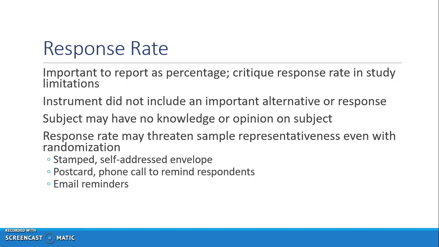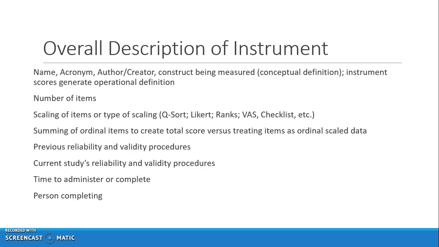Qualtrics or SurveyMonkey. Overall description is very important when you're writing about an instrument that's being developed. The full name, the acronym, the author and the creator, what the construct being measured is, the conceptual definition, and basically how the scores on the instrument generate the operational definition of it. How many items? How each of the items are scaled. What type are they? Visual analog scale, checklist, Likert scale, Q sort, and that gets you into levels of data.